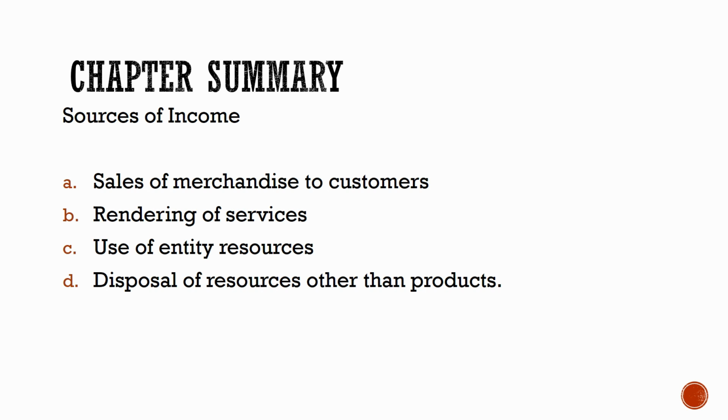Use of entity resources. This income includes interest, rent, royalty, and dividend income, and disposal of resources other than products. The examples included gain on sale of investments, gain on sale of property, plant and equipment, and gain on sale of intangible assets.